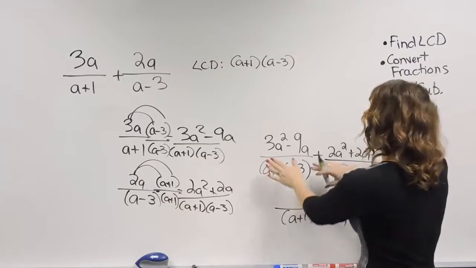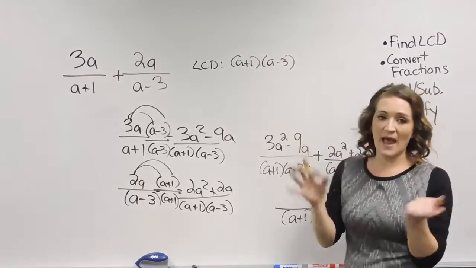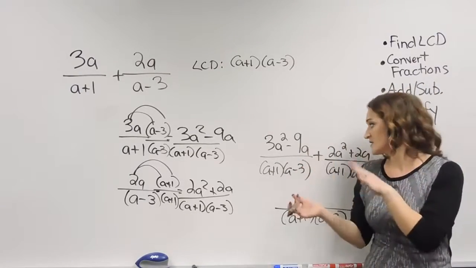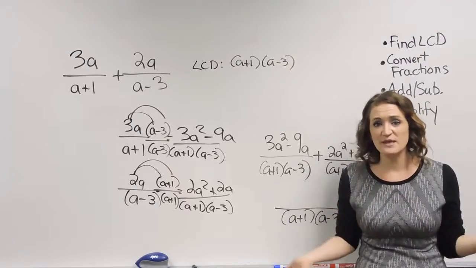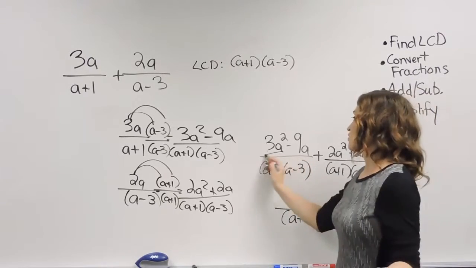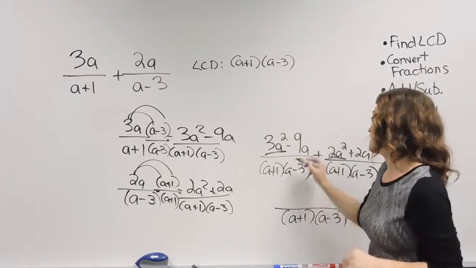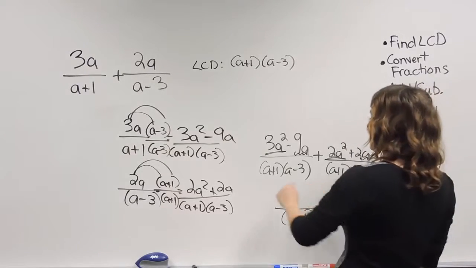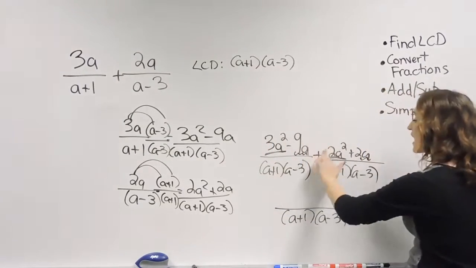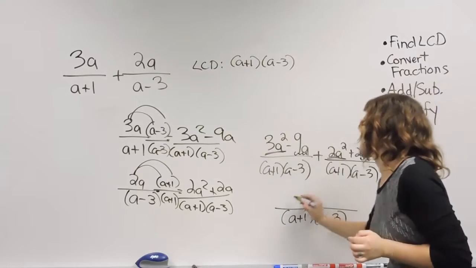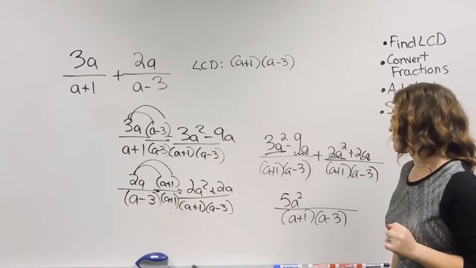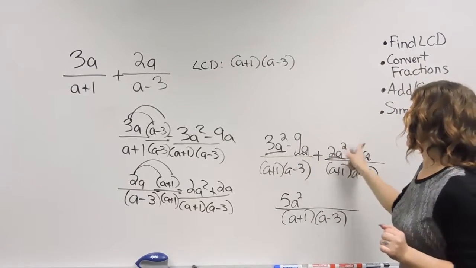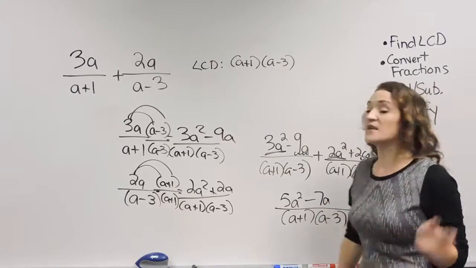Keep in mind that when you're adding the numerators, you want to think about adding two polynomials together, where you can only add like terms. So you need to combine like terms. Your a squareds add together, and your a to the first power terms add together. We're doing 3a squared plus 2a squared. 3 plus 2 gives us 5a squared. Then we have negative 9a plus 2a. Negative 9 plus 2 is negative 7a.